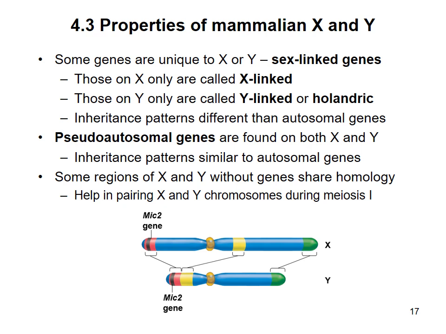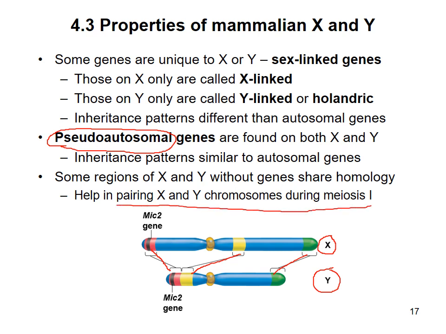So for instance, on the illustration right here, you can see my little X and my Y, and you can see that they've indicated some of these pseudo-autosomal genes in color code. We have the red that's the same, the yellow section that's the same, and the green that's the same. And it turns out that these particular patterns are important because they allow the sex chromosomes to properly pair up during meiosis.